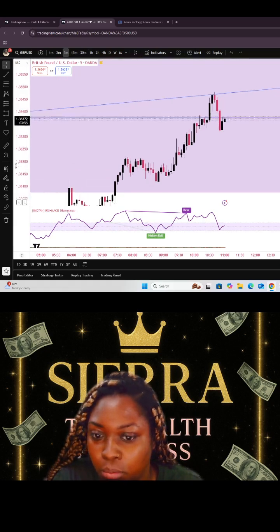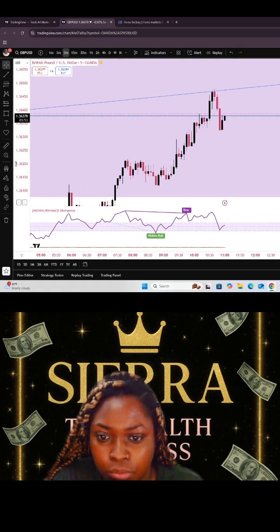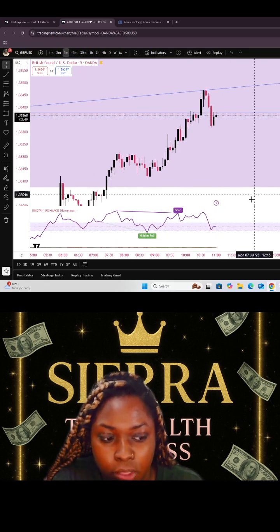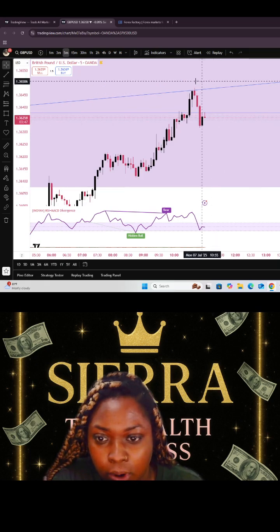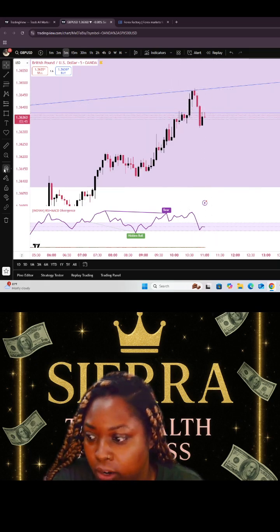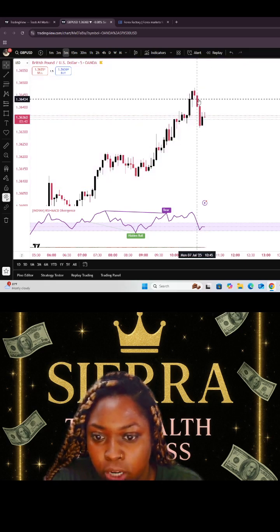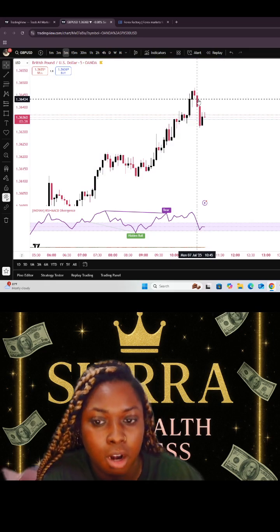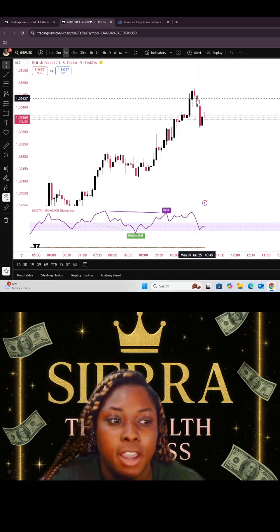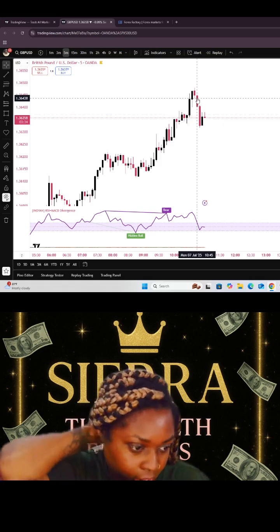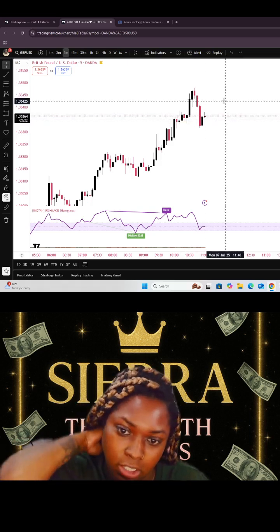Still waiting on a price action signal. Okay. Nope, we got one on the 5-minute. This right here, these 3 candles, 1, 2, 3, is called an evening star. That is a seller's price action signal, okay?